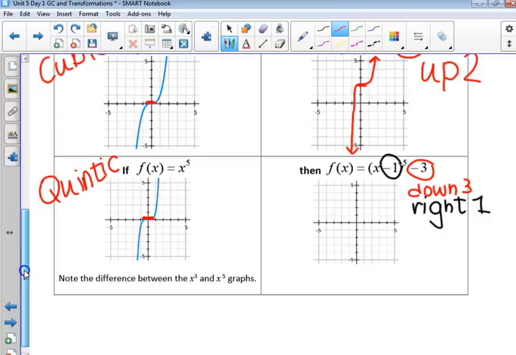So again, you're taking this flat piece right here and you're moving it down 3. 1, 2, 3. And right 1. So that flat part should be right there. Does everyone agree with me? And then I just copied the way the picture is drawn. It's just a sketch. Questions? Alright. Everyone's got that? Flip the page.